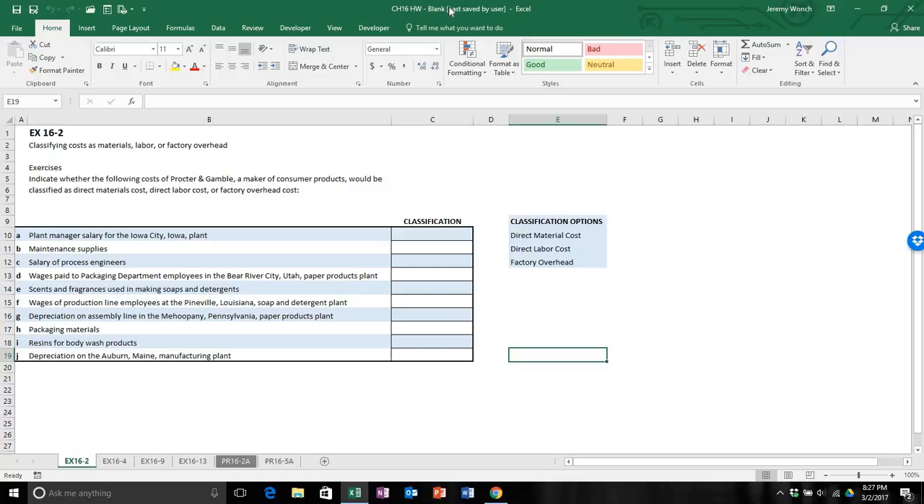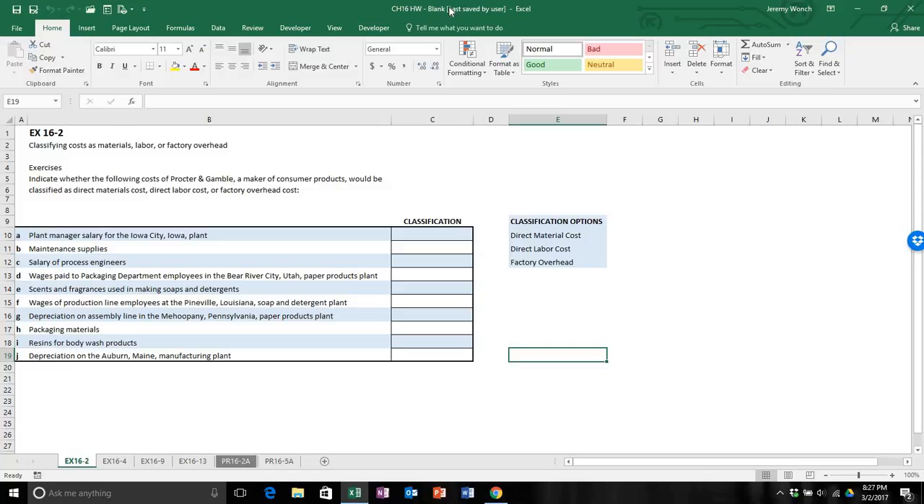And so the first problem that we're going to work on is problem 16-2. What 16-2 is asking us is we have to classify these different costs either as a direct material cost, a direct labor cost, or factory overhead. All three of these costs are going to be what's considered product cost, which are all costs related to the manufacturing process that are going to go into inventory. And so we just have to separate them out. They're all going into inventory, which will eventually become part of cost of goods sold.